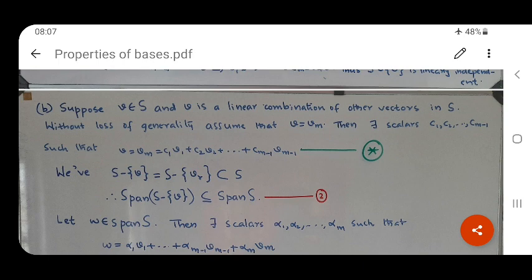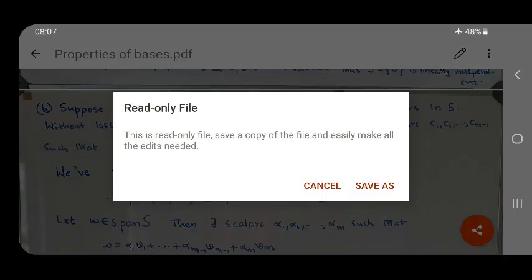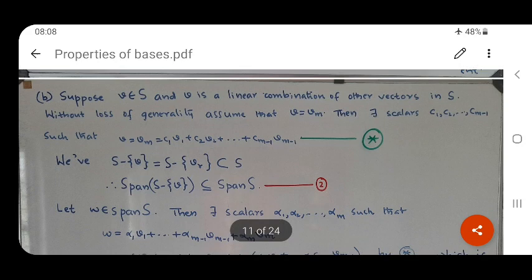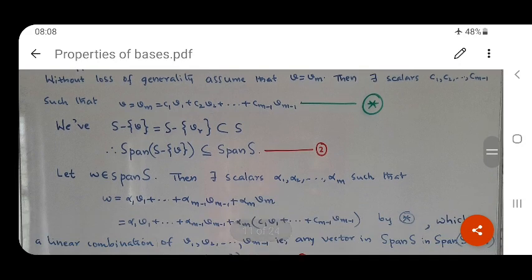Sorry, there is an error. It must be Vm, not Vr. It is a subset of S. So span of S minus singleton V is a subset of span of S. Now, the other inclusion proves the part of the theorem.